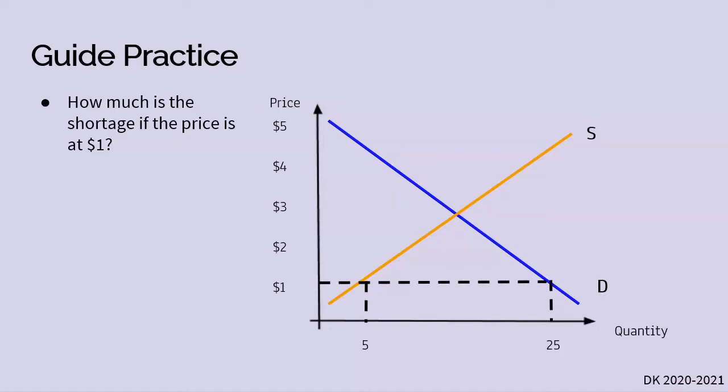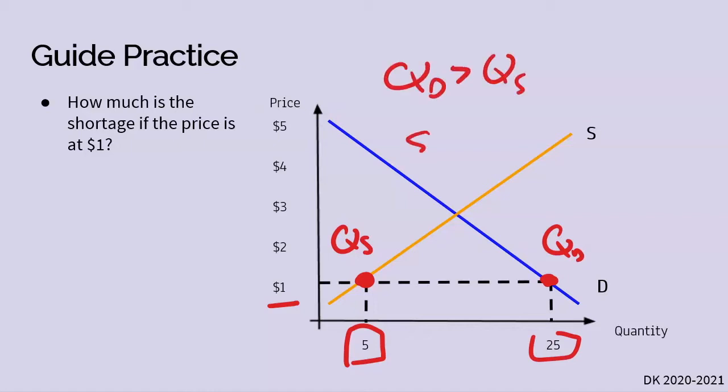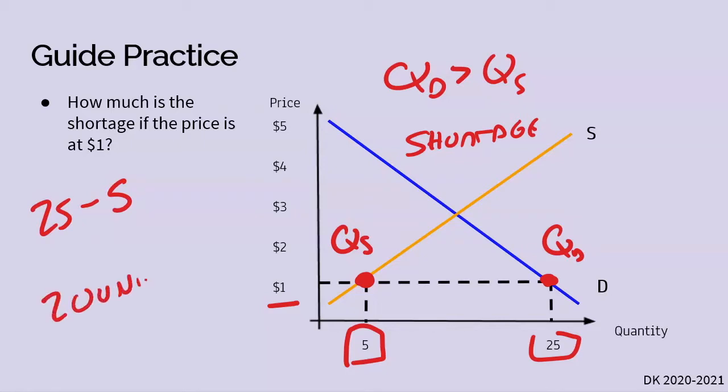All right, so according to this graph, at $1, our quantity supplied is 5 units. At $1, our quantity demanded is 25 units. So how much is the shortage? Well, here we know that our quantity demanded is greater than our quantity supplied, so yet again, it has to equal a shortage, because it tells us in this question. So here, we take our quantity demanded and subtract our quantity supplied from it. So our shortage is 20 units.